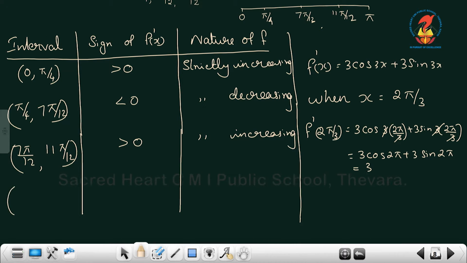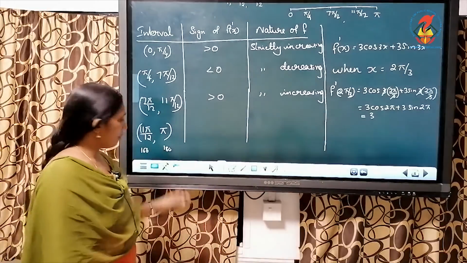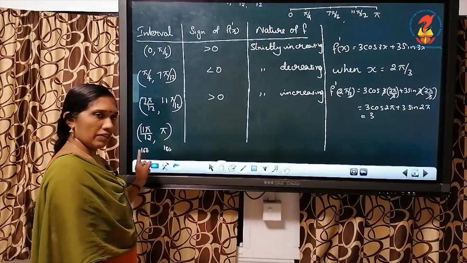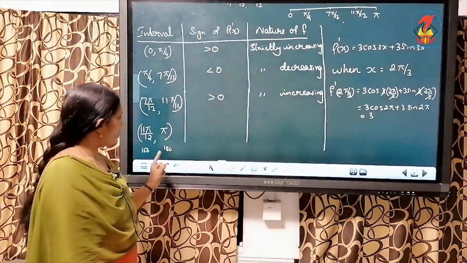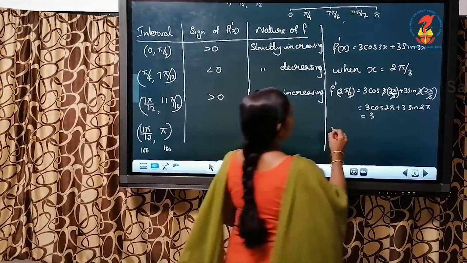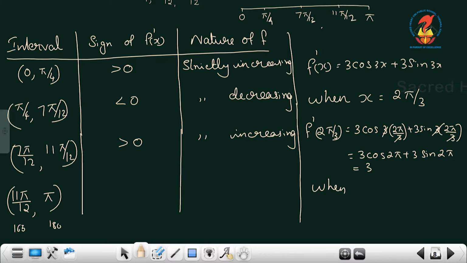Now one more interval, that is 11 pi by 12 to pi. This 11 pi by 12 means it is 165 degrees and this one is 180. In between you have to take one number. We are not familiar with this interval 165 to 180, so better you take a number where the 3 cancels. That way you have to select.